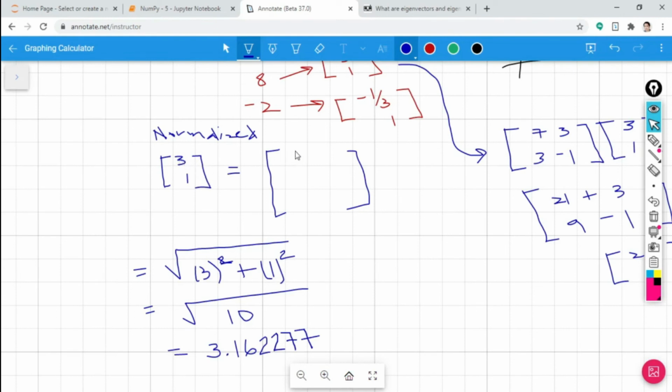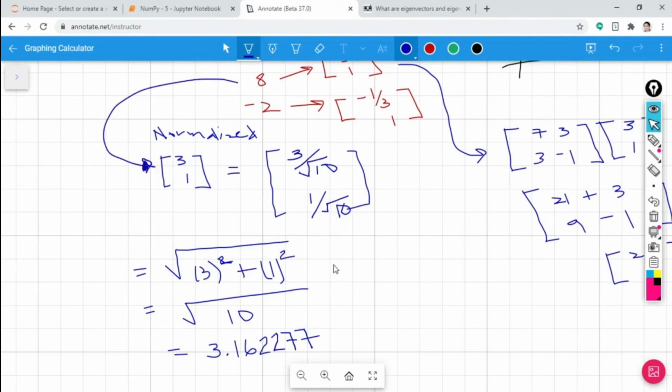So 3 over the square root of 10, and we also got 1 over the square root of 10. So remember, these are for the eigenvalue of 8. The eigenvector is 3 and 1.